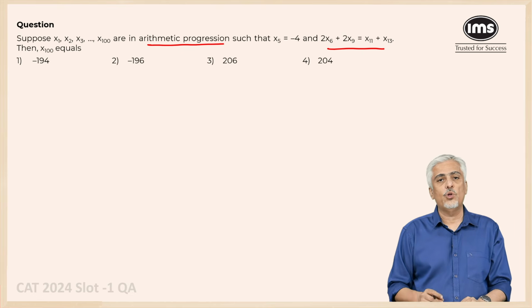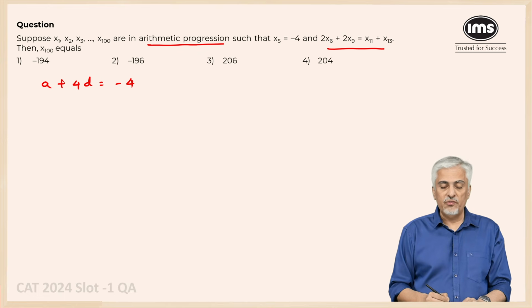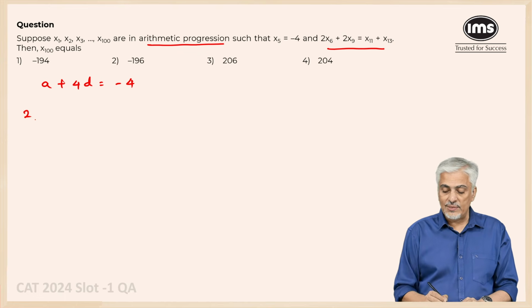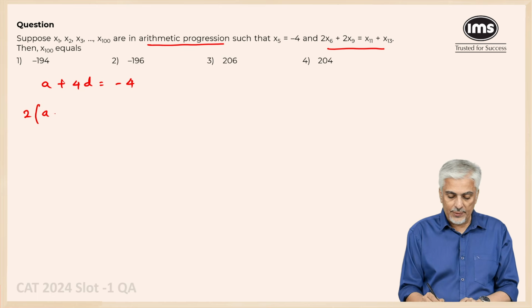Fifth term is minus 4. What is the fifth term in an AP? a plus n minus 1 into d, right? So a plus 4d is minus 4. That's the first equation, leave it over there. 2 times x6, I can take 2 common also, x6. Sixth term is a plus 5d.